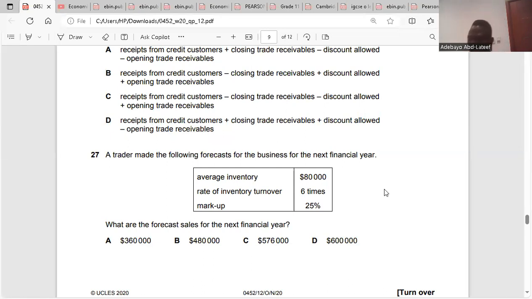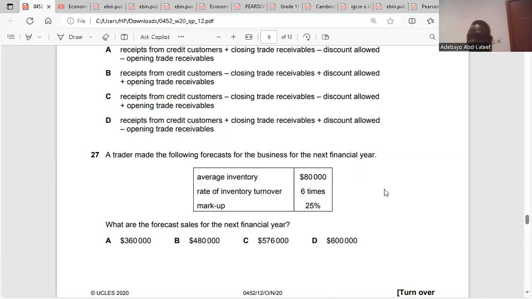So we have the average inventory, the rate of inventory turnover, and the markup. We are told to find the sales. The formula for sales is average inventory multiplied by rate of inventory turnover multiplied by markup. They're all supplied, and that gives you the sales.